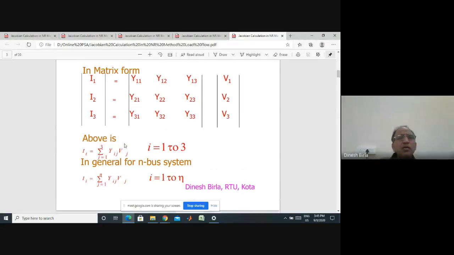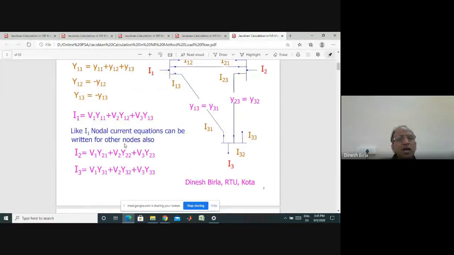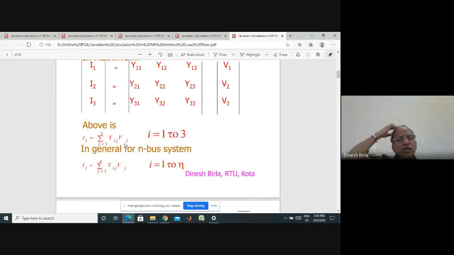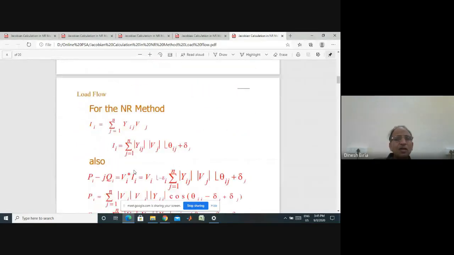Okay, fine. Thank you. Now you see, all the 3 current equations I1, I2, I3 can be expressed in a single equation: Ii is equal to sigma j equals 1 to 3 of Yij Vj, where i varies from 1 to 3 and j varies from 1 to 3. In case we want to generalize this equation for an n-bus system, it is given by Ii is equal to sigma j equals 1 to n of Yij Vj, for i equals 1 to n and j equals 1 to n.